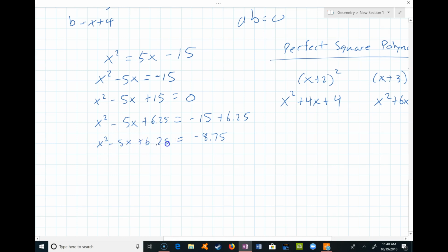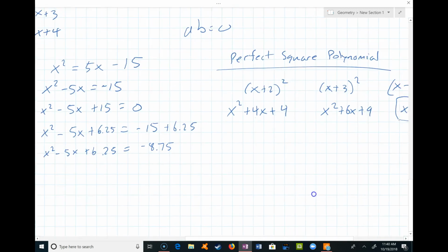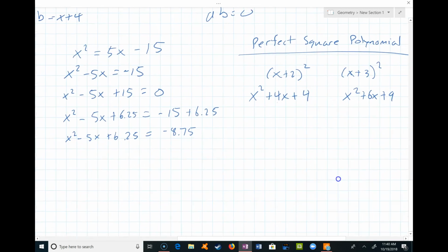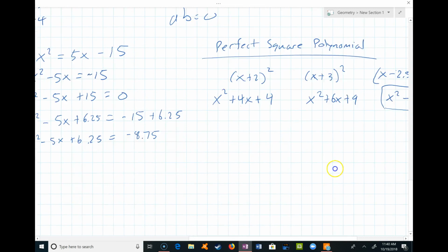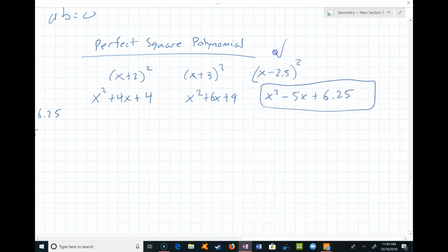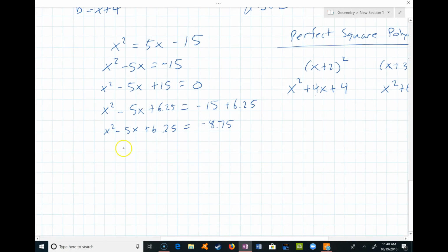But now here's the magic of this completing the square method. When I go over here, remember that this thing here can be factored into this. So if I go ahead and factor this, I get (x - 2.5) squared, and that's equal to negative 8.75. Okay, so far so good.